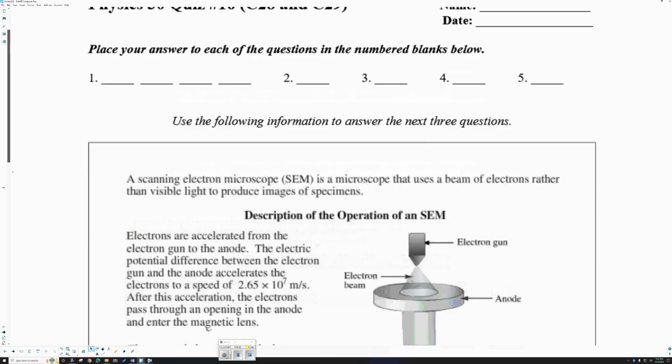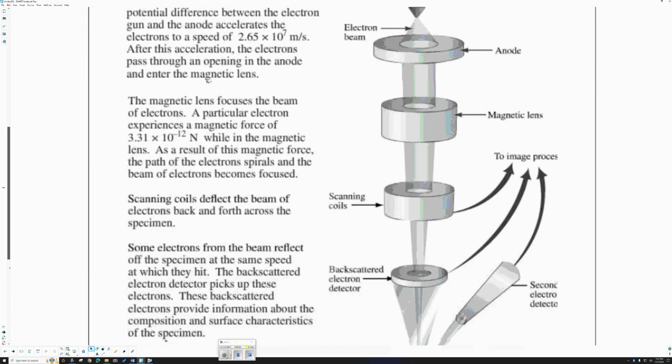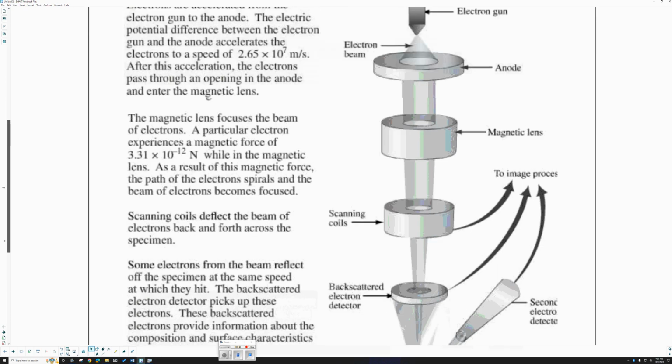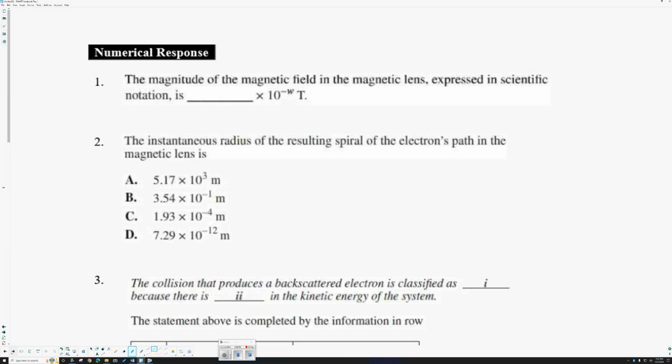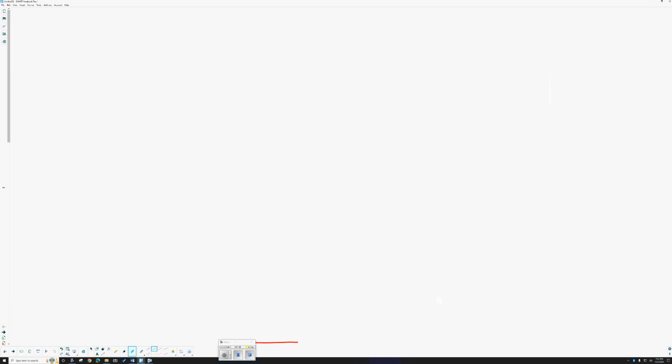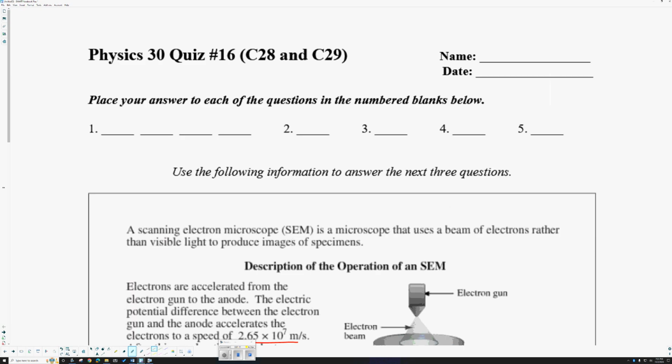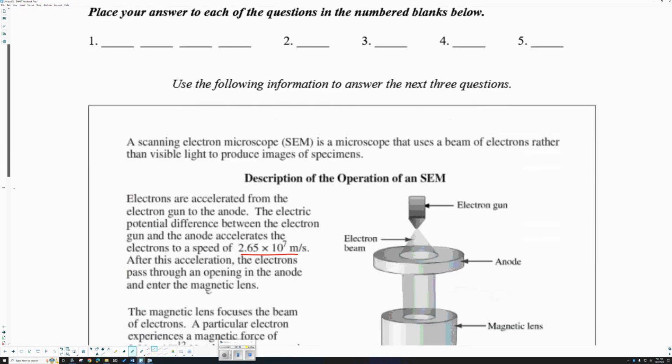Let's pretend we've skimmed it here. You guys already have. Maybe we see a couple numbers in there. By the way, if you do happen to see a couple numbers as you're skimming, it might be a good idea to draw attention to that, because odds are that's where you're going to go. Numeric response number 1 says the magnitude of the magnetic field in the magnetic lens expressed in scientific notation is what? The only way we can calculate a magnetic field in Physics 30 is to use a magnetic force. When I go back here, I'm looking for a magnetic force somewhere.